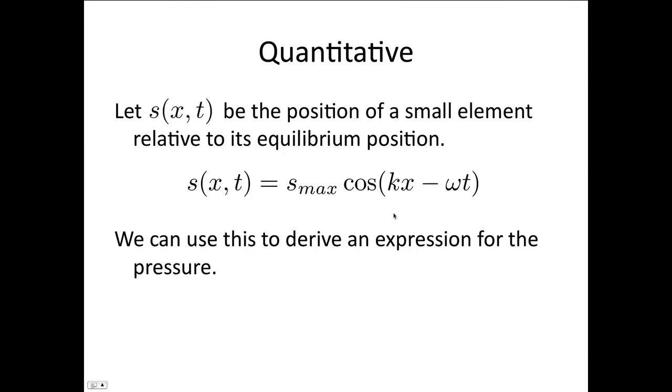So quantitatively, remember we had our piston moving in and out with simple harmonic motion. So let s(x,t) be the position of a small element relative to the equilibrium position. So this is talking about a little bit of gas. So s(x,t), the position relative to equilibrium, is equal to s_max cos(kx - ωt). So it's moving back and forth around its equilibrium position with simple harmonic motion. And we can use this to derive an expression for pressure.